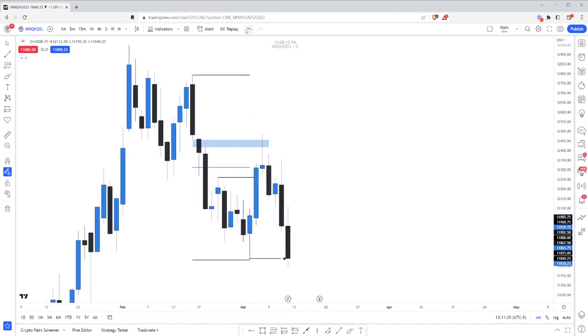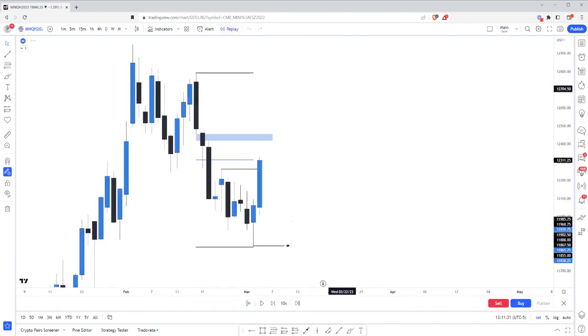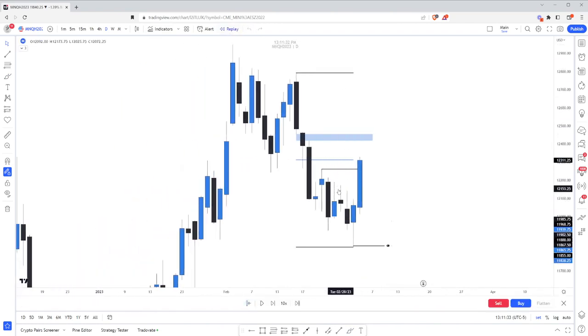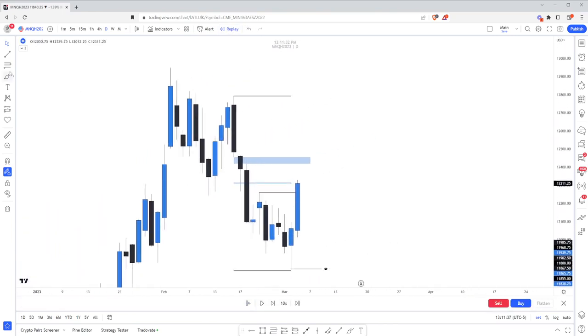Now, in this example, let's say, on the flip side, we had a nice displacement up right here. A lot of people get confused and say, why wouldn't you target this high? Because if you say that, on the flip side, we're targeting this low. But the reason for that is that this is a bearish range.